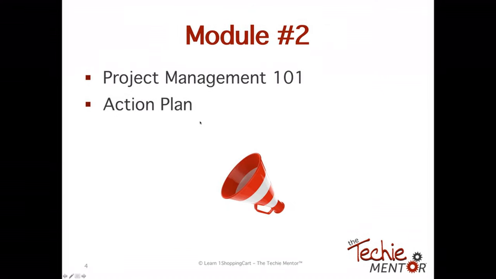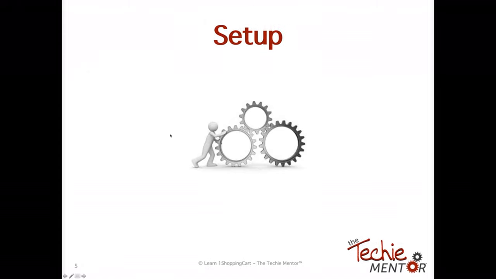All right, so in Module 2 we talked about Project Management 101, all the different things we need to do to lay out the project when we are rolling out or implementing One Shopping Cart from the ground up. Taking from all the meetings and planning sessions, we come up with an action plan, put that action plan into your task management system, and then start working in the system. So with that, let's go ahead and start talking about setup.